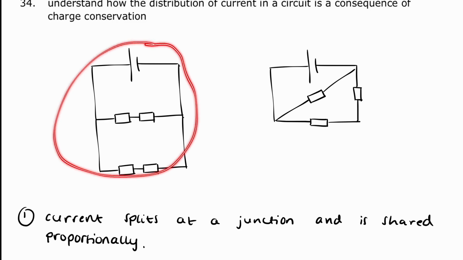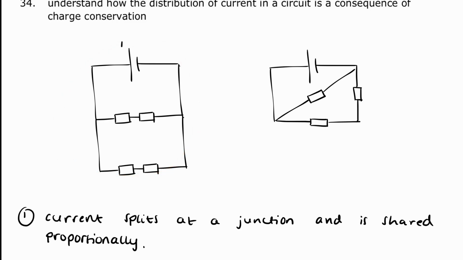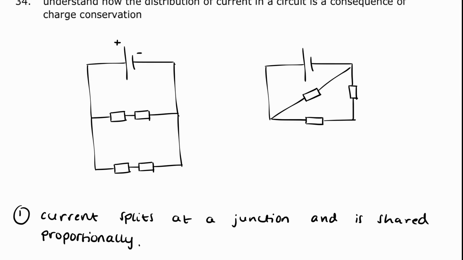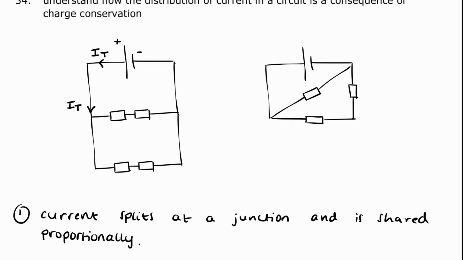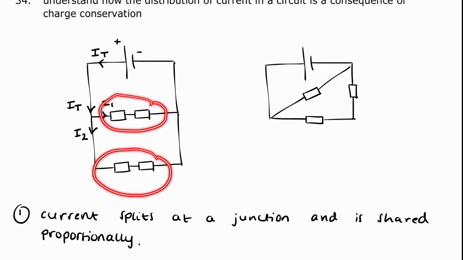So I'm going to look at the first circuit. The longest terminal is always positive, the shortest one is negative. Conventional current flows from positive to negative. It will move around the circuit until it reaches the junction. Now some of the current will go through this loop, we'll call it I1. Some of the current will go through this loop, we'll call it I2. Now how large I1 is depends on how large this resistance is compared to this resistance.